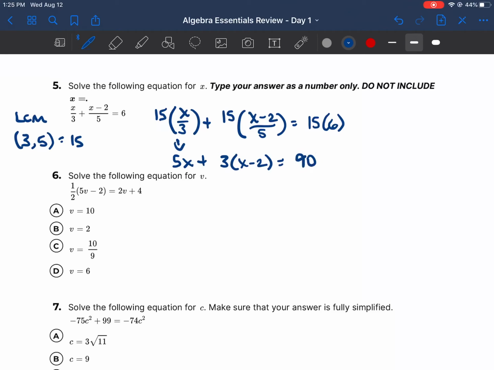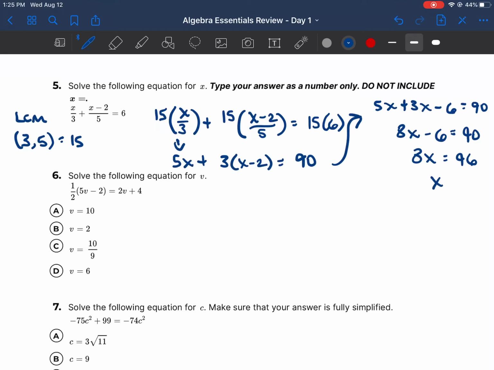So continuing to simplify this problem, if I distribute the 3, I would have 5x plus 3x minus 6 equals 90. 5x and 3x makes 8x minus 6 equals 90. Adding the 6 to both sides would give us 8x equals 96. And then dividing 96 by 8, we would get that x equals 12. And this would be our answer.